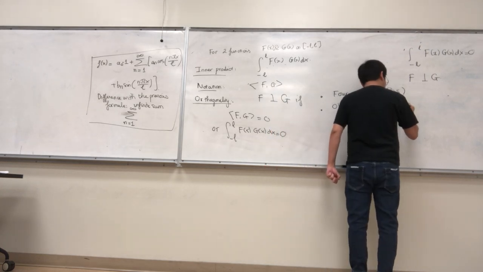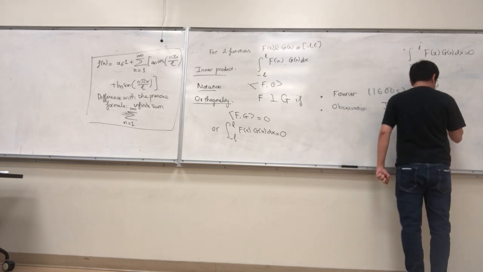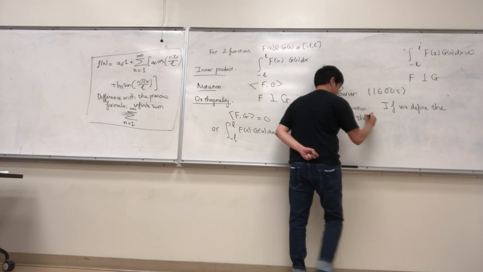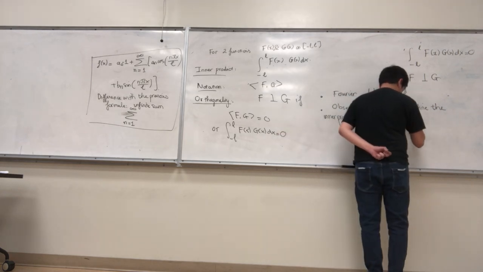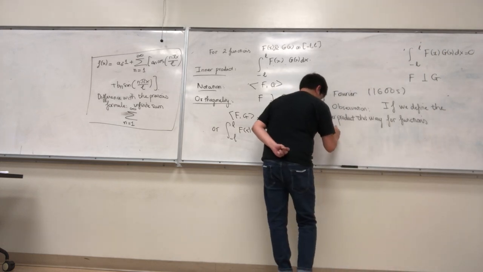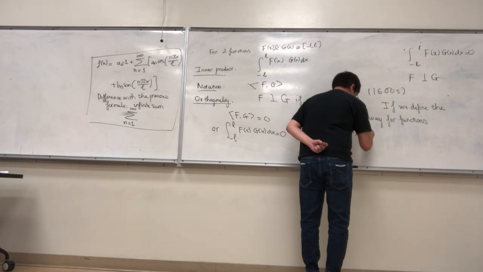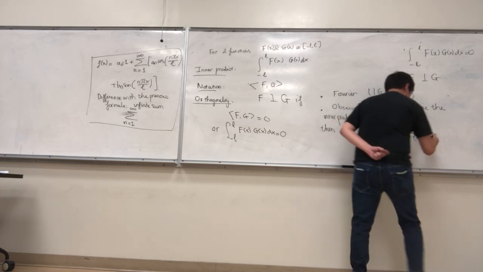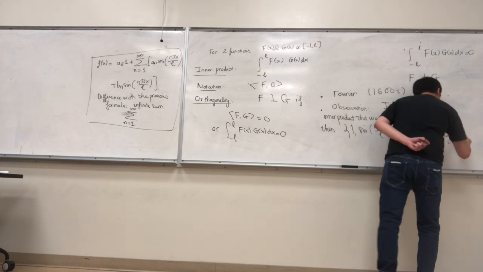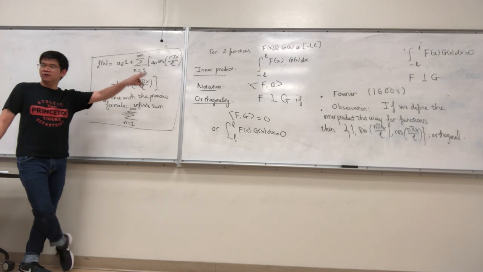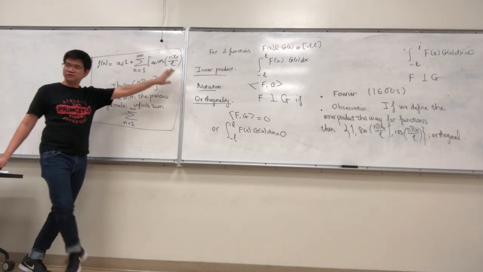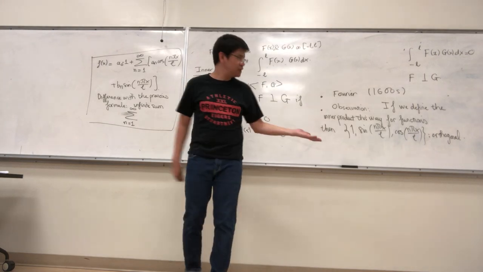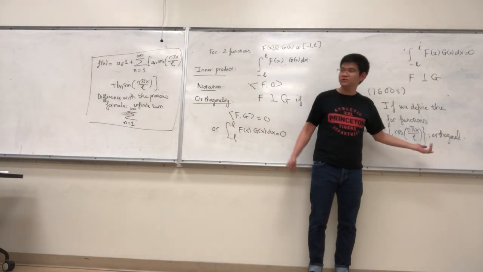If we define the inner product this way for functions, then 1, sine of n pi x over L and cosine of n pi x over L are orthogonal. Right, so this is a very genius observation of Fourier. He said that if you define the inner product this way, you just multiply two functions and integrate, then one miracle happens: sine and cosine become orthogonal using this.